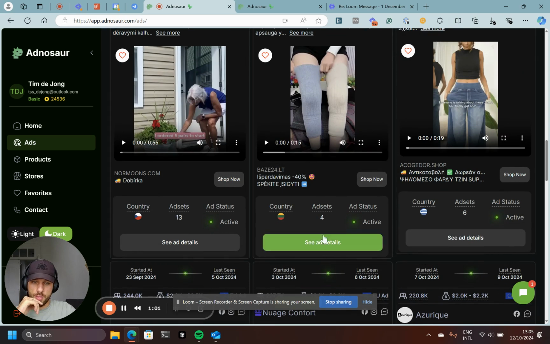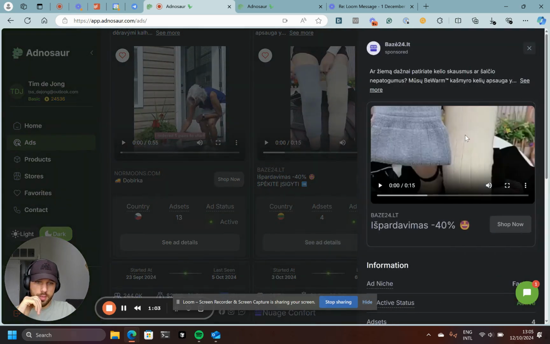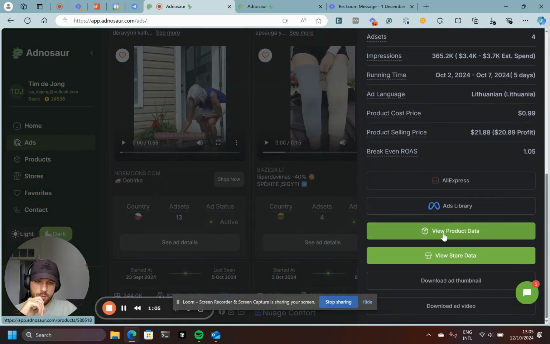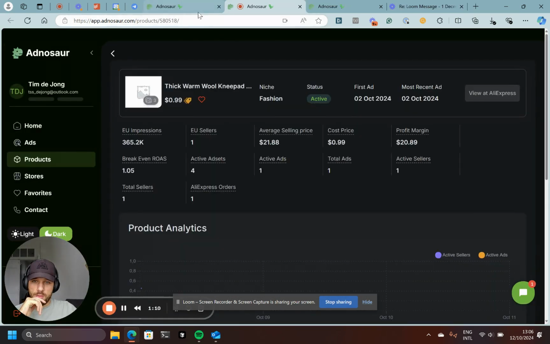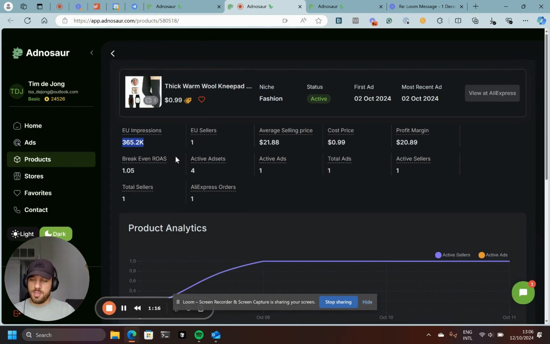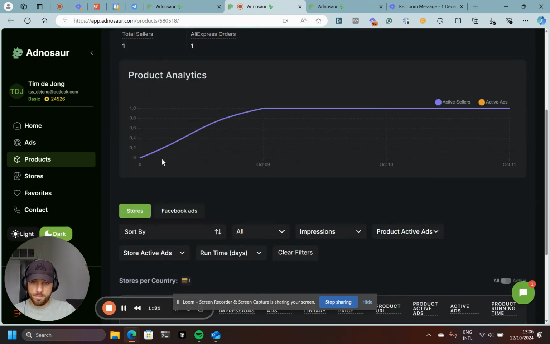So what we do is we go to see ad details and we go directly to the product data. I don't really look at this data. What's really important is just the impressions. I also don't really look at the estimated ad spend because, yeah, it's an estimate. Impression is not an estimate, so it's better to go off that metric.